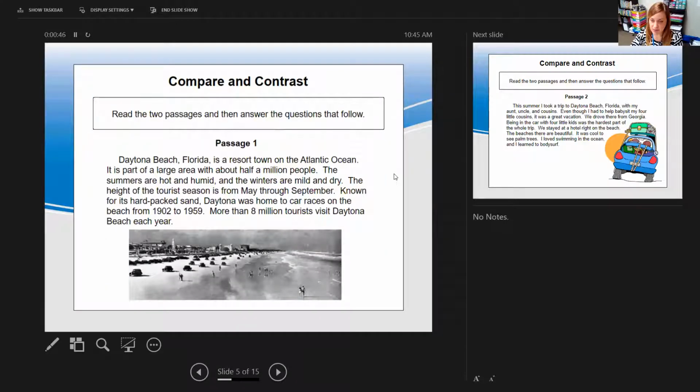So let's look at these two passages. The first one says, Daytona Beach, Florida is a resort town on the Atlantic Ocean. It is part of a large area with about 500,000 people. The summers are hot and humid, and the winters are mild and dry. The height of tourism season is May through September. Known for its hard-packed sand, Daytona was home to car races on the beach from 1902 to 1959. More than 8 million tourists visit Daytona Beach each year.